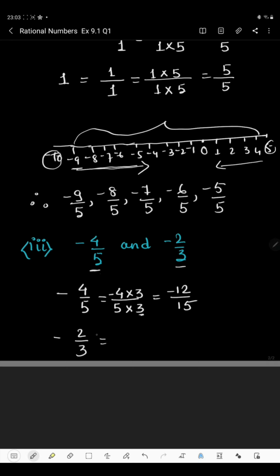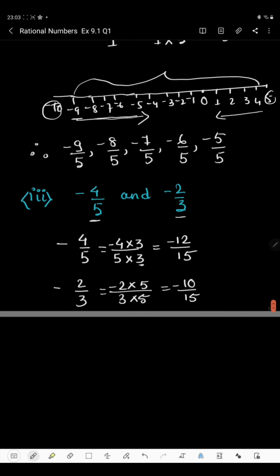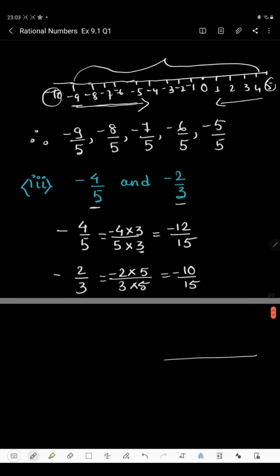And see, if you check the next rational number, what should be multiplied by the denominator to get 15? It's 5. So the same number will be multiplied by the numerator also. So we are getting minus 10 by 15, okay. Now if you see the number line, suppose here is 0, here minus 12 comes and here minus 10. In between only one number comes, right? Only minus 11 comes in between minus 12 and minus 10.